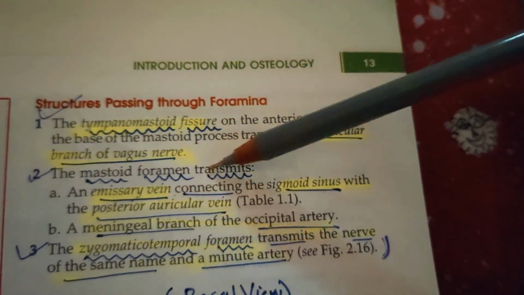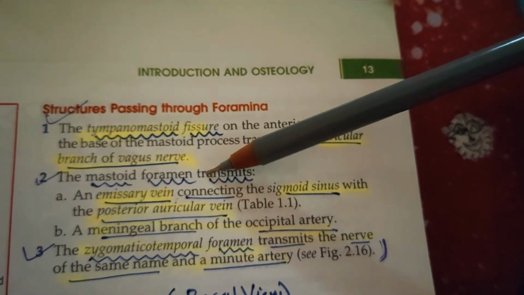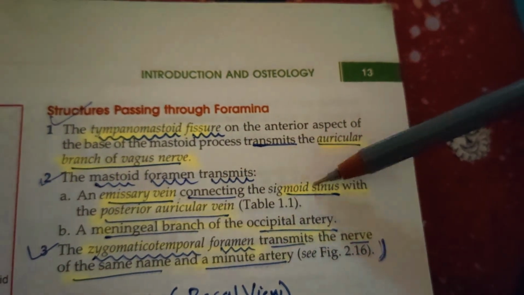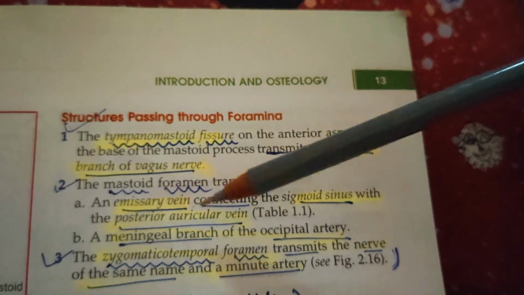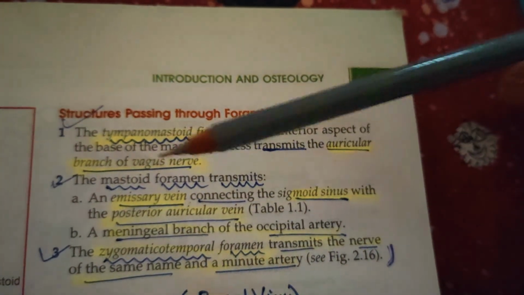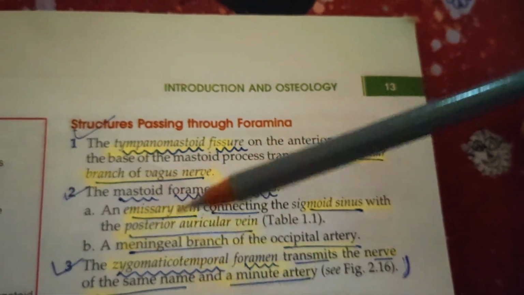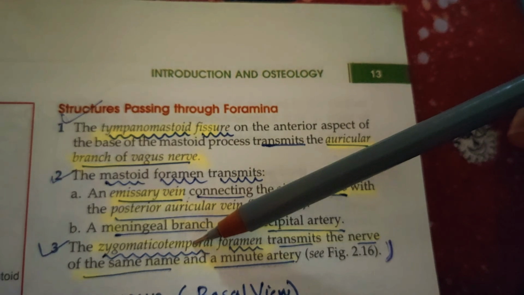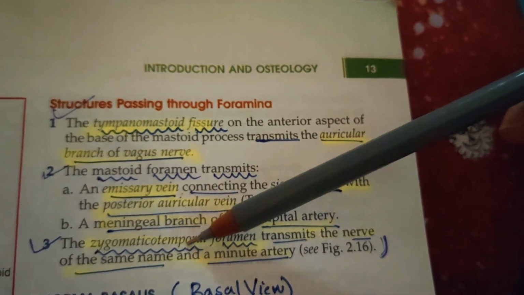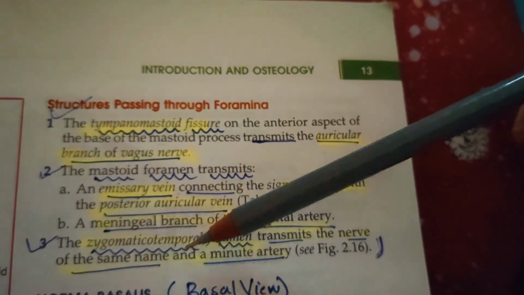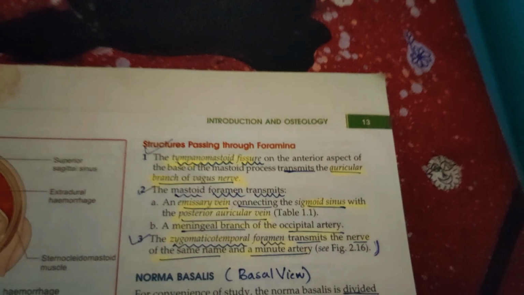Okay, and the mastoid foramen, in the mastoid, is a foramen which transmits an emissary vein connecting the sigmoid sinus with the posterior auricular vein, and there is a meningeal branch of the occipital artery passing through the mastoid foramen. Finally, the zygomaticotemporal foramen is present in the zygomatic arch of the temporal bone. It transmits the nerve of the same name and a minute artery. So this is all about the norma lateralis.